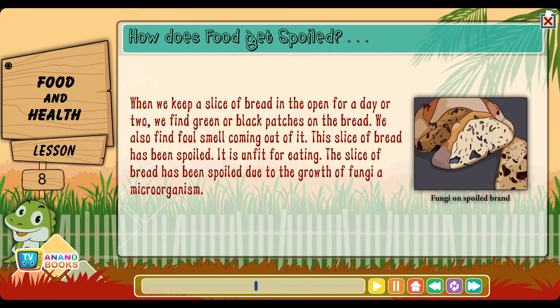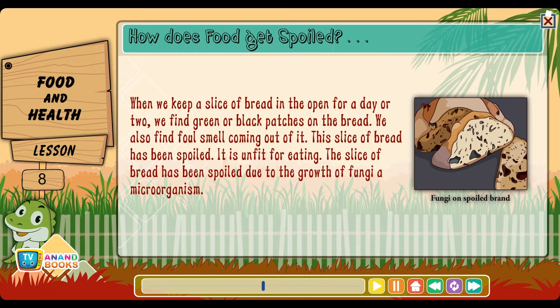When we keep a slice of bread in the open for a day or two, we find green or black patches on the bread. We also find foul smell coming out of it. This slice of bread has been spoiled. It is unfit for eating. The slice of bread has been spoiled due to the growth of fungi, a microorganism.